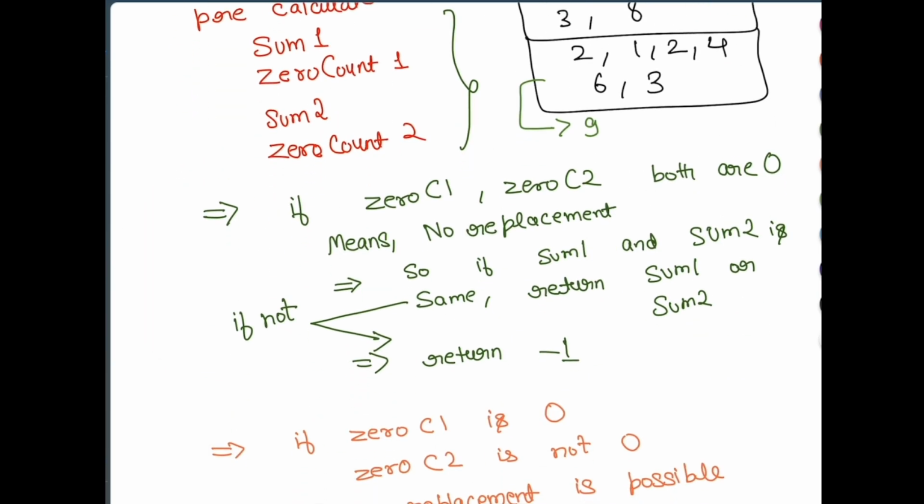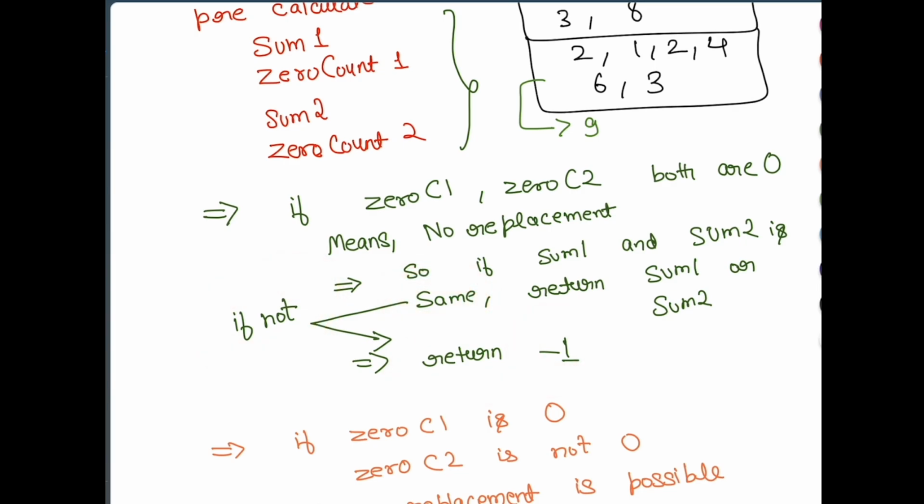Now let us understand a few scenarios. The first scenario is, let us say the zero count in the first array and the zero count in the second array both are 0. It means that both the arrays don't have any zeros. And we know that we can only replace the zeros, right? And if both the arrays don't have any zeros, it means no replacement is possible. So if the sum of the first array and second array is already equal, then we can return sum 1 or sum 2. Both are the same, so we can return any value. But if they are different, we are going to return -1. That is, it is not possible to make the sum of both the arrays equal.